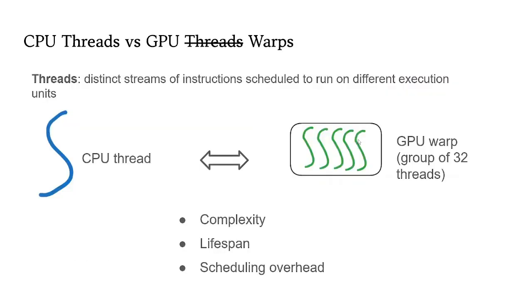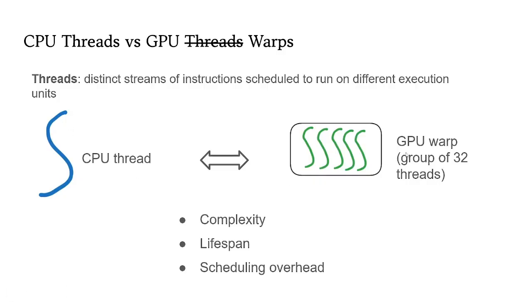I have been talking about threads, and what do they mean? Threads are distinct streams of instructions, and each thread is scheduled to run on a different execution unit. The CPU thread I've tried to show a bit longer and thicker because I wanted to emphasize that CPU threads are more complex in nature, and also they have a longer lifespan as compared to the GPU threads.